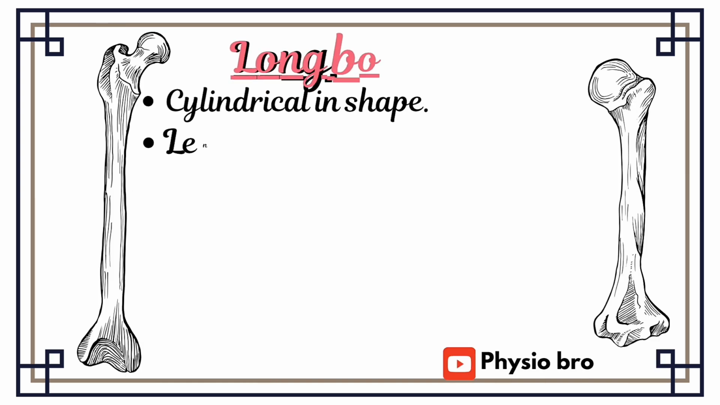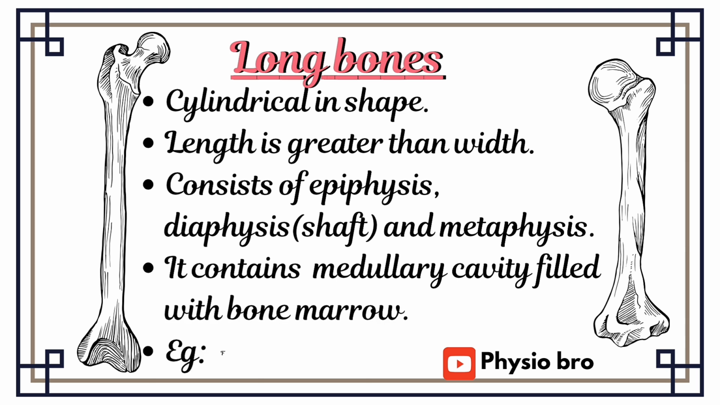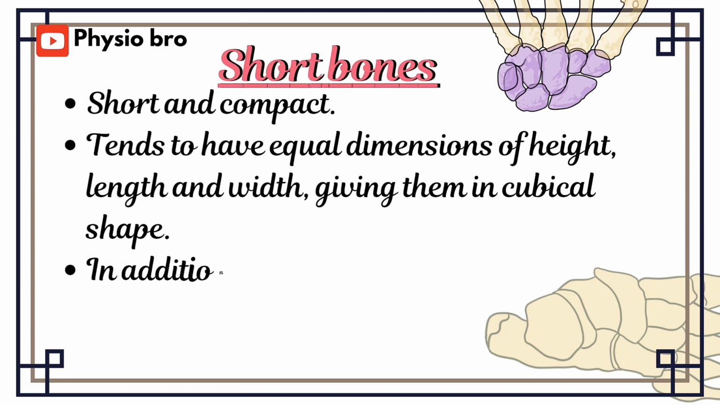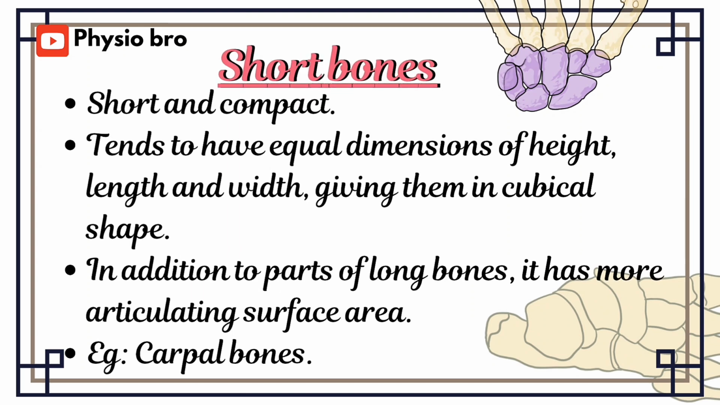Long bones. Long bones are usually cylindrical in shape. Their length is greater than width. Long bone consists of epiphysis at its 2 ends, elongated tubular shaft or diaphysis, and metaphysis. It contains medullary cavity filled with bone marrow. Example, femur.